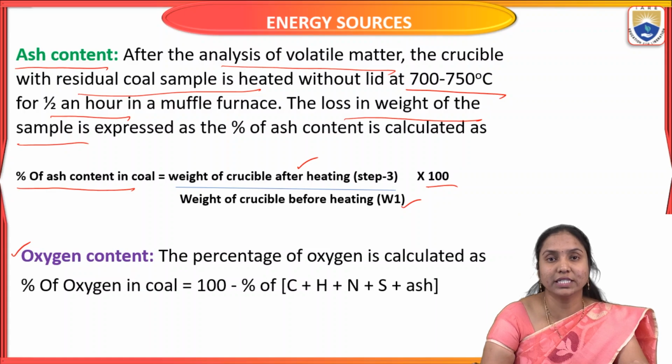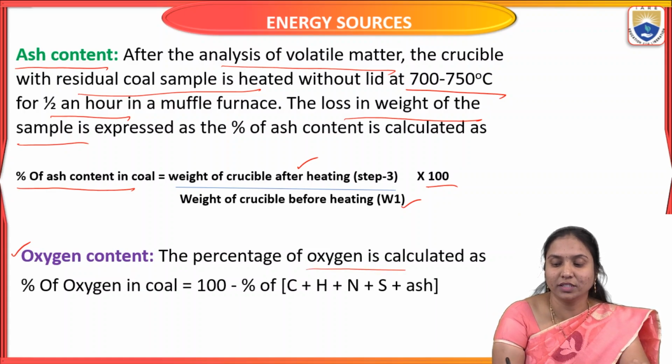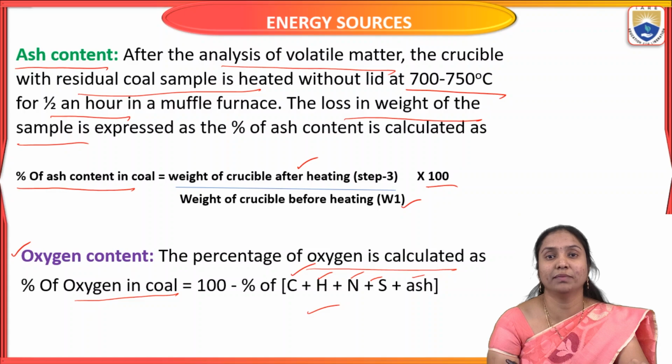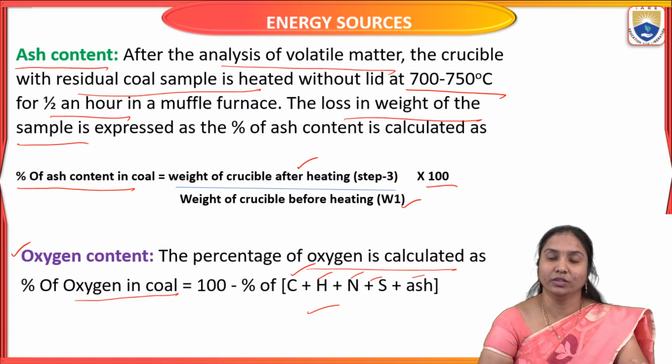And next is oxygen content. The percentage of oxygen in coal is equal to 100 minus the percentage of carbon, hydrogen, nitrogen, sulfur and ash. It is subtracting the percentage of carbon, hydrogen, nitrogen, sulfur and ash from 100. In this way, we calculate the oxygen percentage present in the coal sample. This ultimate analysis is mainly used to decide which type of coal is suitable for industrial application purposes. For that purpose, we can determine carbon, hydrogen content, sulfur, nitrogen, ash and oxygen content.